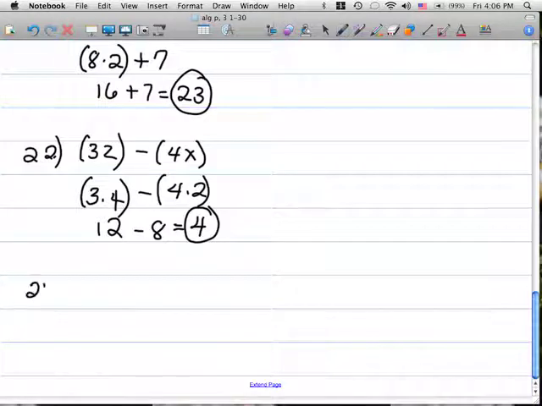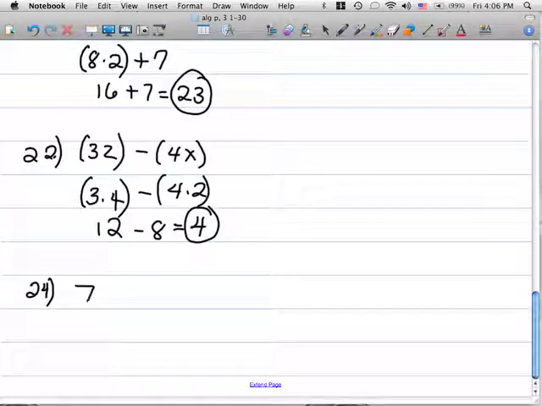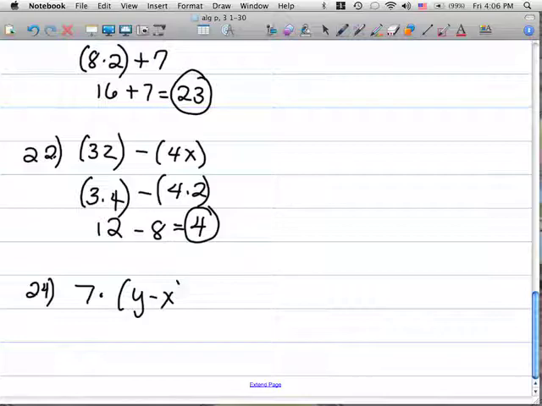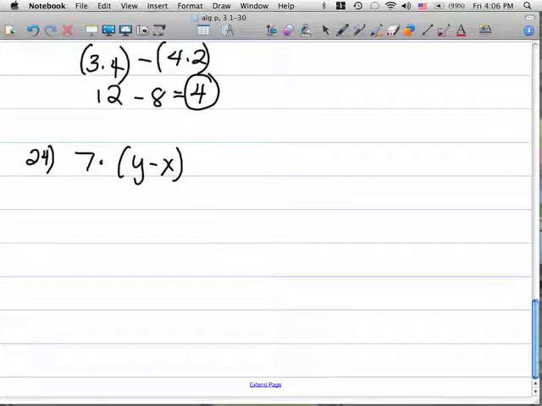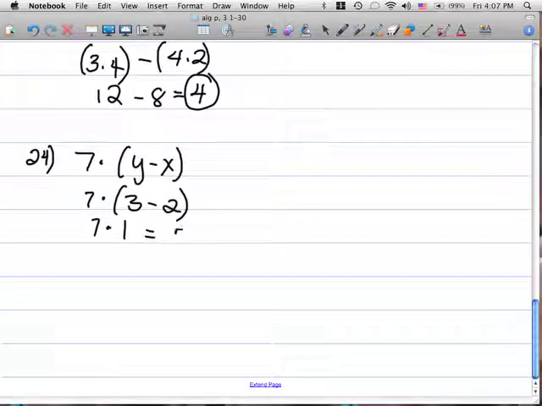Problem number 24. We have 7 times the quantity y minus x. Substituting the values in for y and x, we get 7 times the quantity 3 minus 2. Working out what's in parentheses first, 3 minus 2 is 1. 7 times 1 is 7.